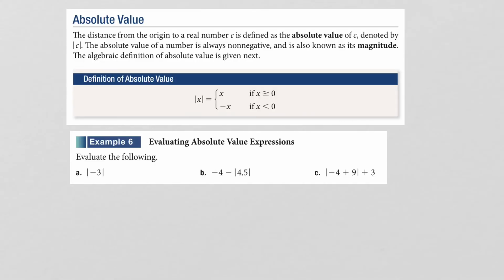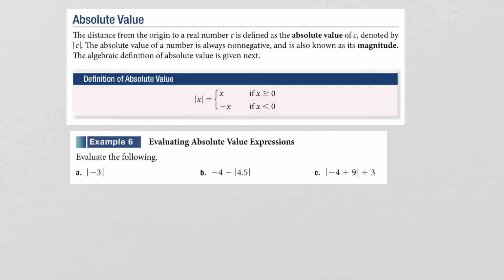Next, we talk about the concept of absolute value. The distance from the origin on a number line to a real number c is defined as the absolute value of c. And the way we denote that is with this notation right here, with the vertical bars. The absolute value of a number is always non-negative and is also known as its magnitude. Now, the technical definition for the absolute value of x is that it's equal to x if x is already greater than or equal to 0, and it's equal to negative x if x is less than 0.